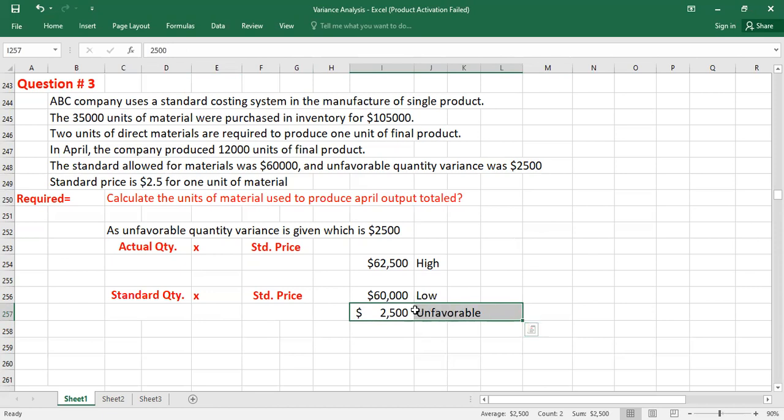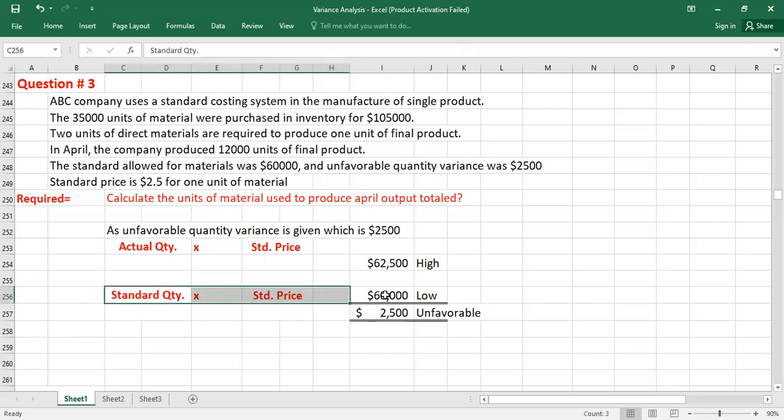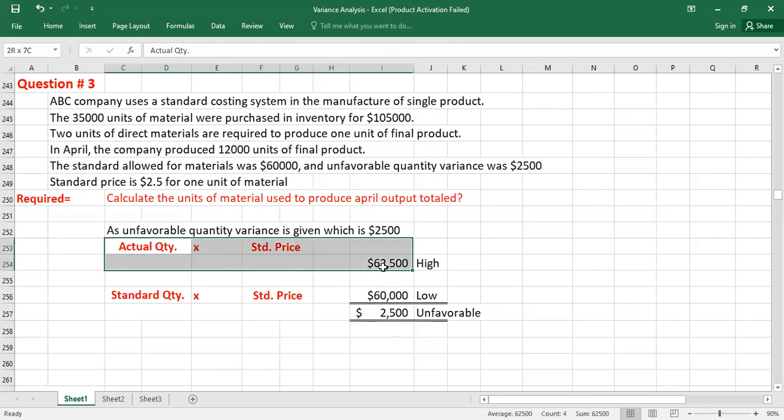And he told you already the standard quantity for 12,000 units. The standard allowed for material was 60,000 to produce 12,000 units. So this value is already given, which is $60,000. We will put it here. And now I can calculate the answer for the first line.